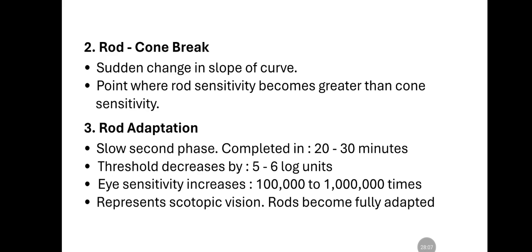Rod-cone break: sudden change in slope of the curve, the point where rod sensitivity becomes greater than cone sensitivity. Rod adaptation, slow second phase, completed in 20 to 30 minutes. Threshold decreased by 5 to 6 log units. Eye sensitivity increases 1 lakh to 10 lakh times. Representation of scotopic vision. Rod becomes fully adapted.